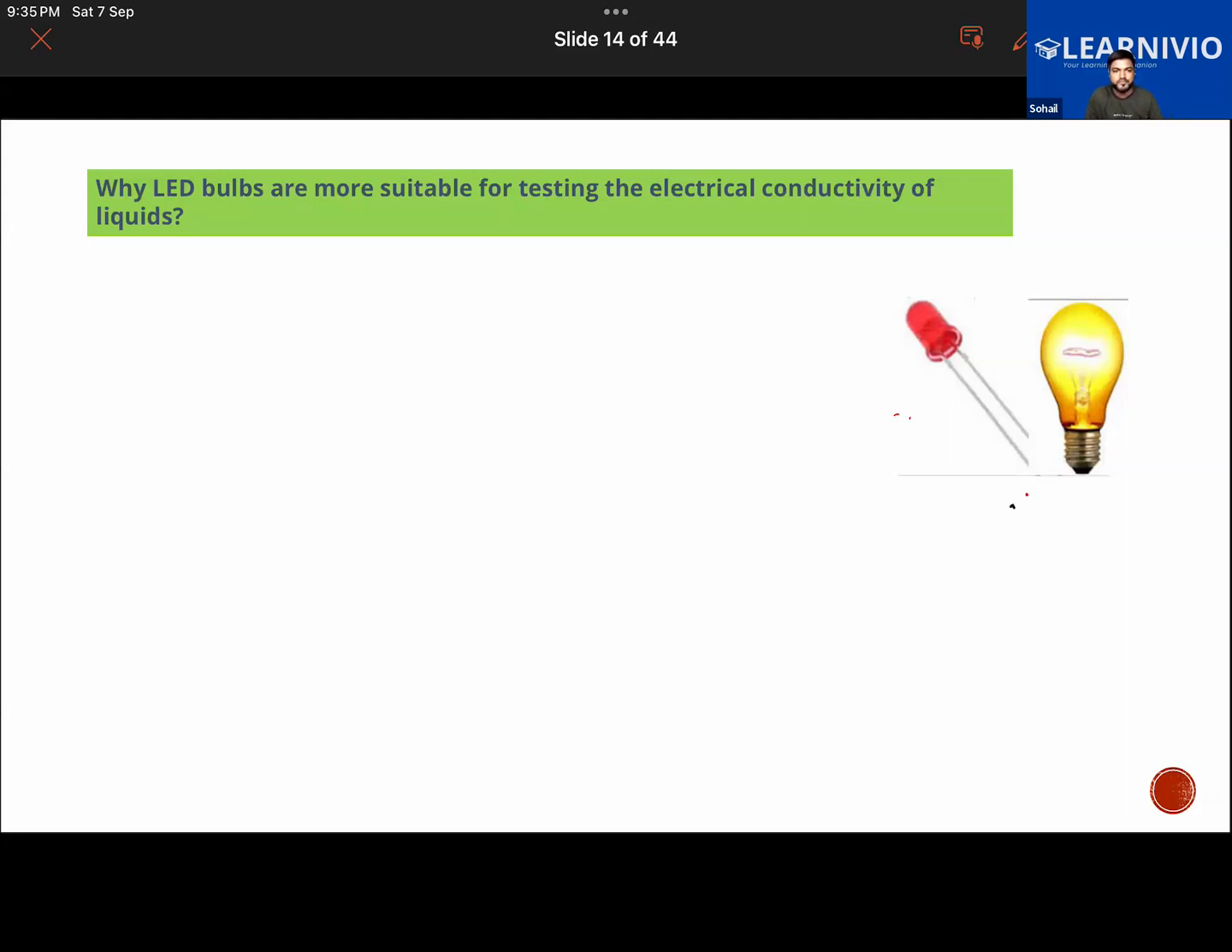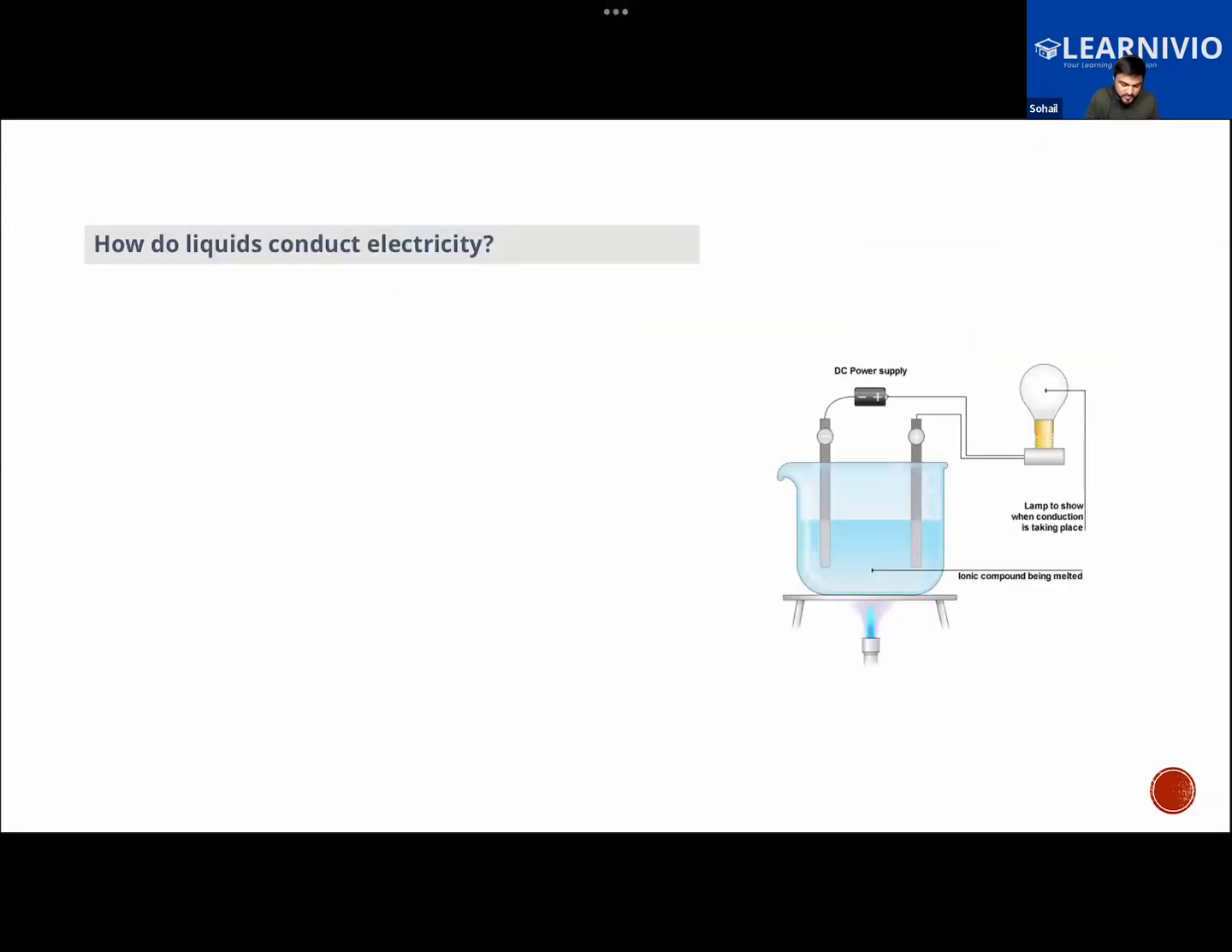Also, when you connect an LED bulb in the circuit, will the LED bulb be glowing because of the heating effect or not? It will not be working due to the heating effect, because there isn't anything in it like a tungsten wire.